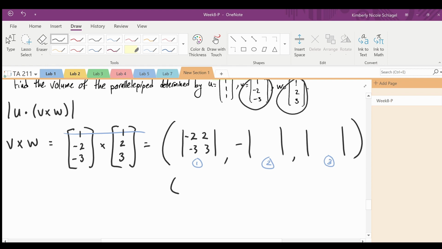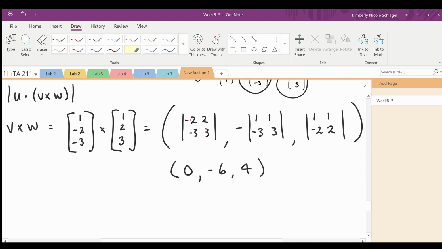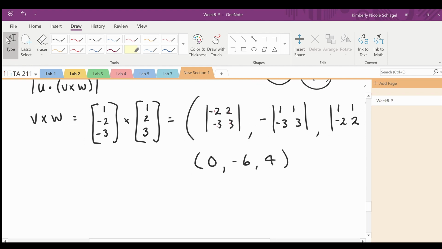Then we do the same thing for the second one, so we ignore the second column, and we get this. And then the same thing here for the third one. We get 1, 1, -2, and 2. Then we take the determinant of each of these, so we would do 3 times -2 minus 2 times -3. We do that for all of them, and we find out that our cross product is equal to this. This is the cross product of V and W.